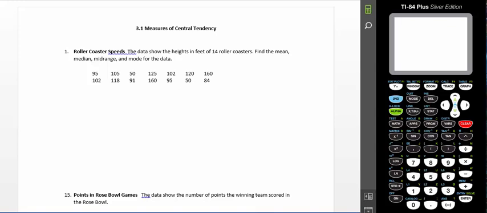3.1 Measures of Central Tendency. Number 1. The data show the heights in feet of 14 roller coasters. Find the mean, median, mid-range, and mode of the data.